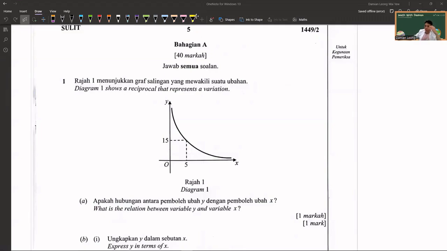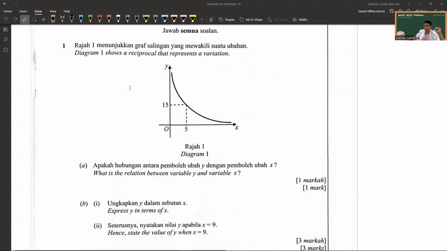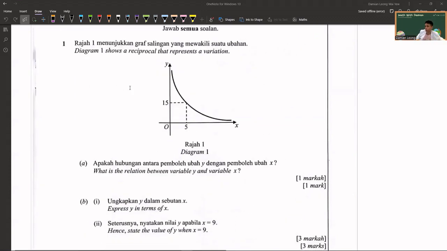So this diagram 1 shows a reciprocal that represents a variation. I want the relation between variable y and variable x. So when it's a reciprocal, it means y varies with 1 over x, means varies inversely with x.